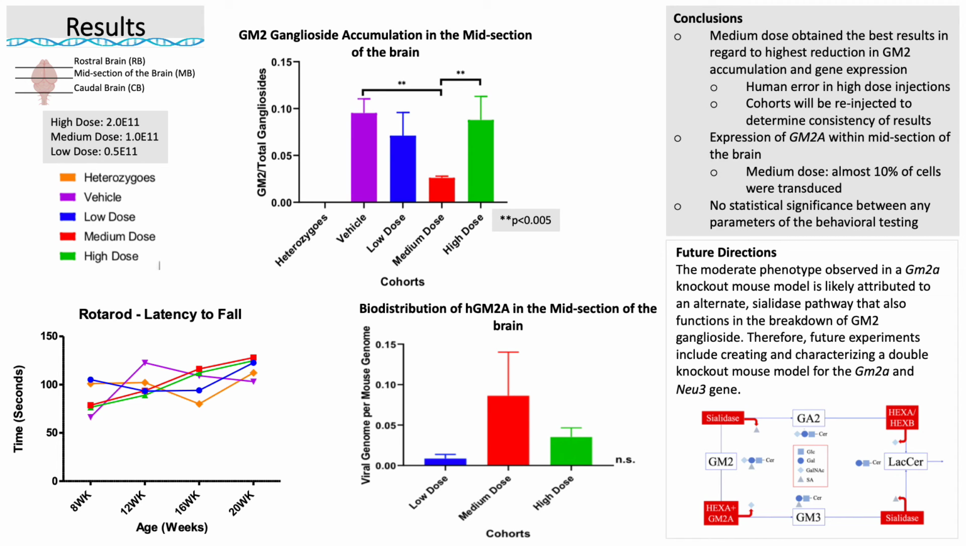Future directions involve creating a more phenotypically representative mouse model of the human ABGM2. The moderate phenotype observed in GM2A knockout mouse models is likely attributed to an alternative sialidase pathway that also functions in the breakdown of GM2 ganglioside. Therefore, future experiments include creating and characterizing a double knockout mouse model for the GM2A and NEU3 gene.